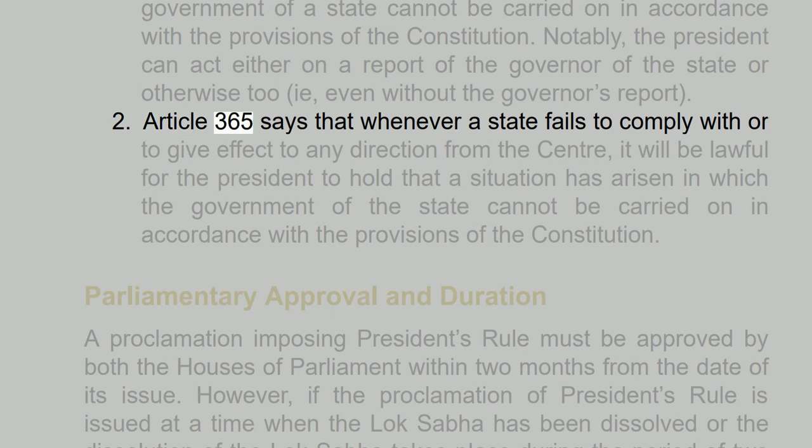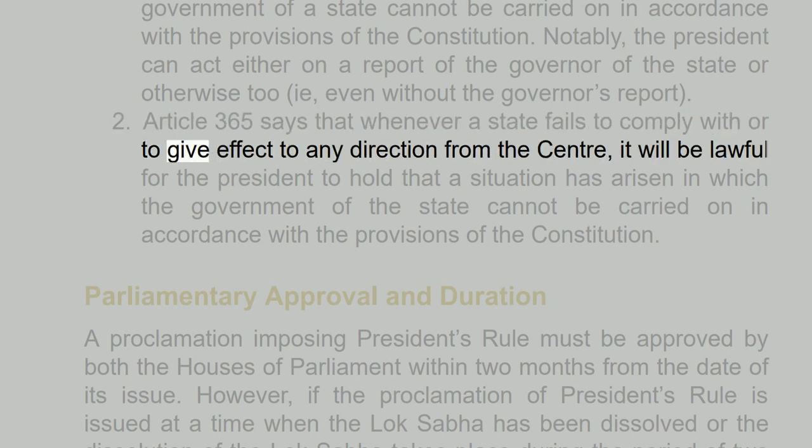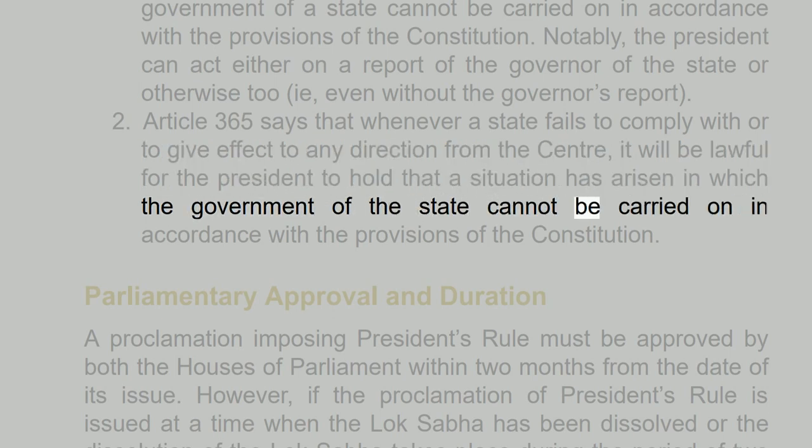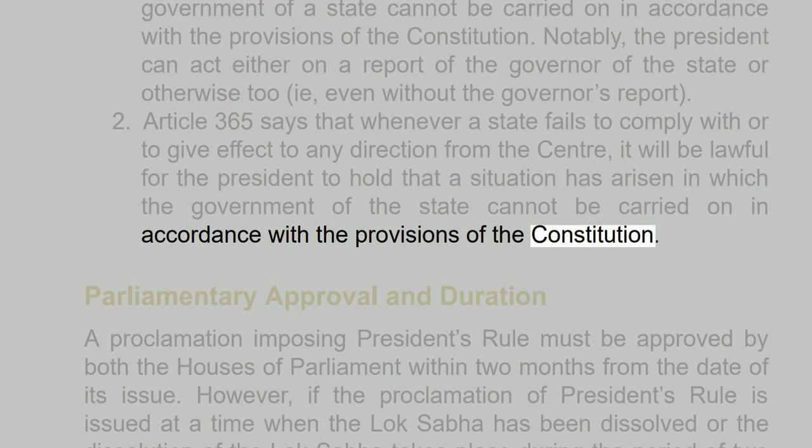2. Article 365 says that whenever a state fails to comply with or to give effect to any direction from the centre, it will be lawful for the President to hold that a situation has arisen in which the government of the state cannot be carried on in accordance with the provisions of the Constitution.